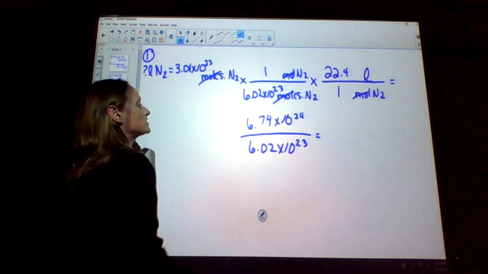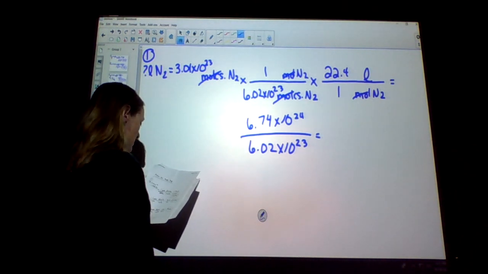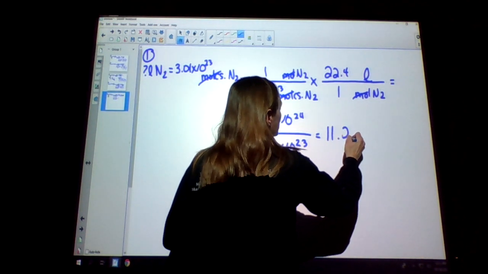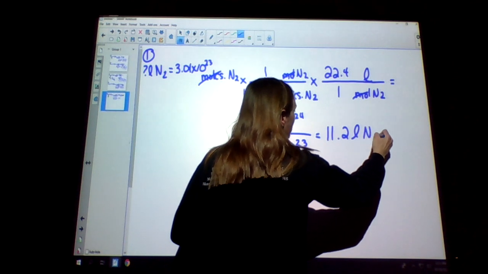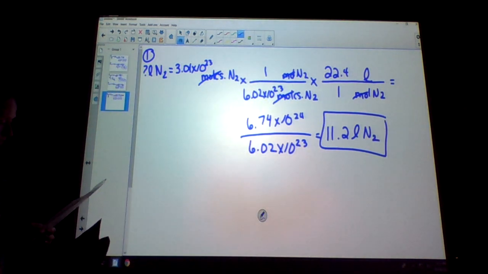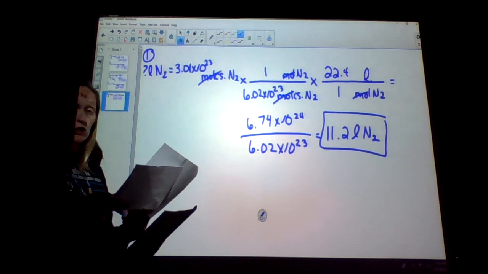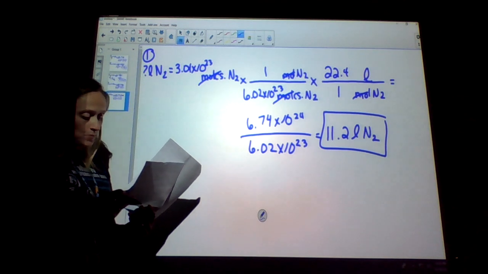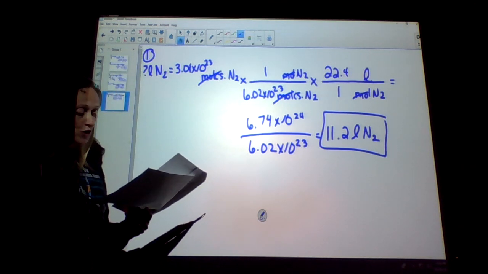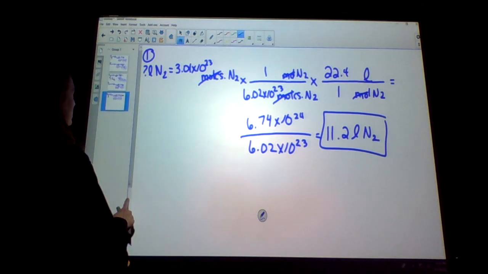So we're going to do 6.74 times 10 to the 24th divided by 6.02 times 10 to the 23rd, and we get 11.2 liters of nitrogen. So number 1 is going to be a model for 2 through 4. Now number 5, we are in grams. We're starting with mass, and we're going to be going to volume.